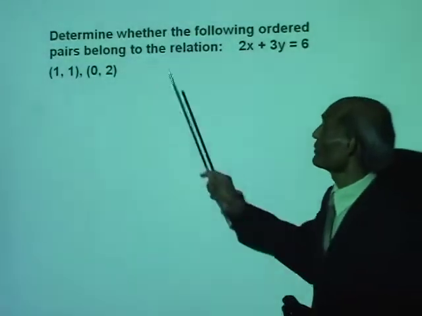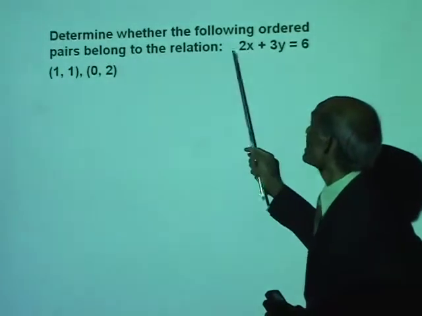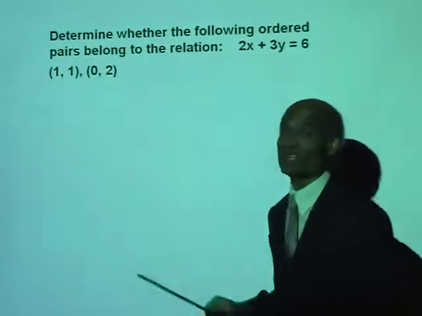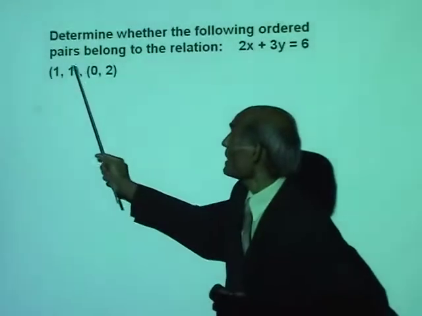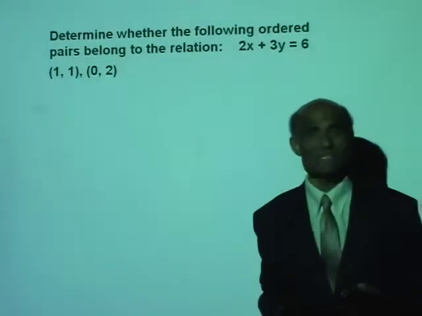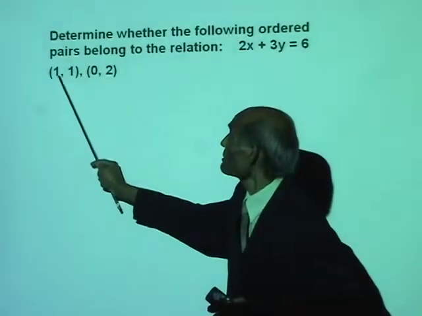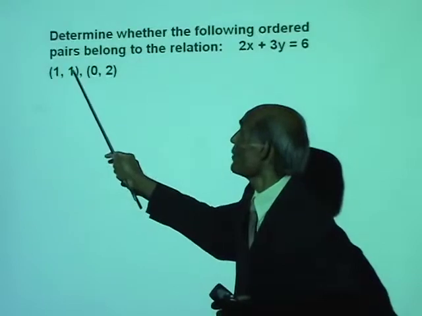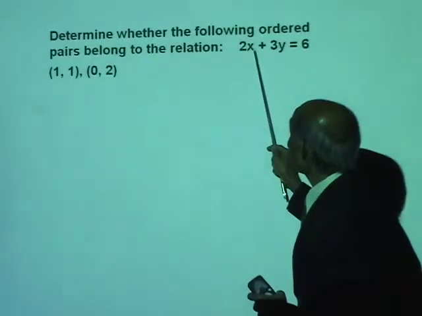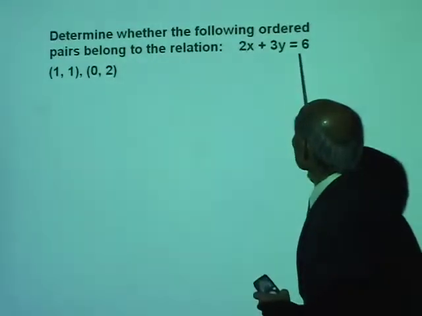Okay. I'm going to give you a question now. Let's see how we can do this. Determine whether the following ordered pairs belong to the relation 2x plus 3y equal to 6. I've given you 2 ordered pairs, and you've got to decide whether these ordered pairs truly belong to this. Now, how do you test it? Well, all you need to do is take this ordered pair. This ordered pair says when x equal to 1, y will be also 1. So, what we need to do is replace this x by 1 and this y also by 1 and see if this relation is true.